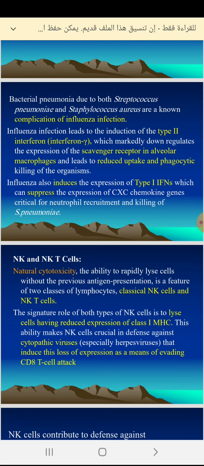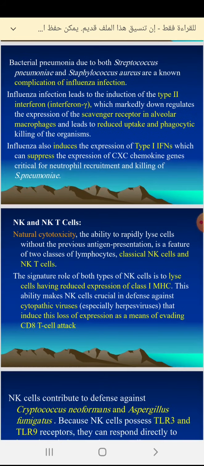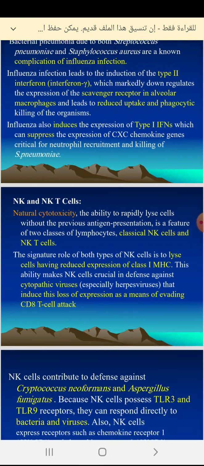شلون؟ Influenza infection leads to the induction of the type 2 interferon اللي هو interferon gamma, which markedly down-regulates the expression of the scavenger receptor in alveolar macrophages and leads to reduced uptake and phagocytic killing of the organisms. وبالتالي راح تستمر البكتيريا بالباثوجينيسيس.